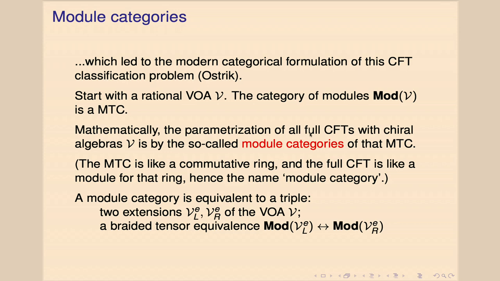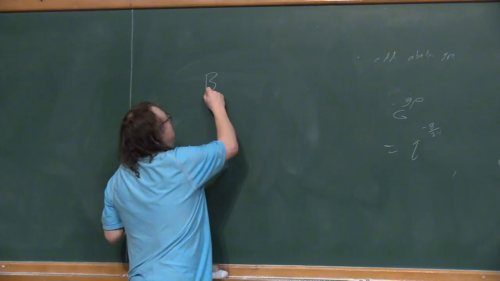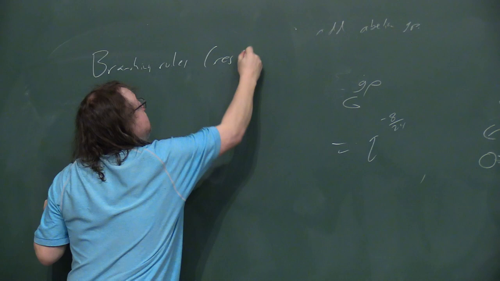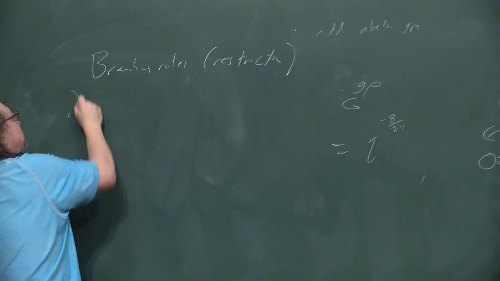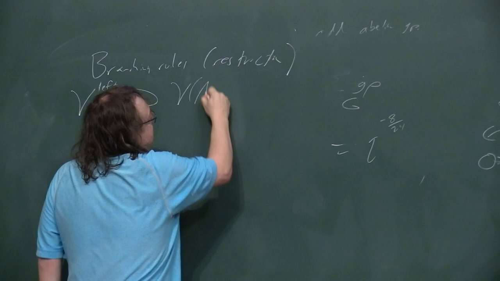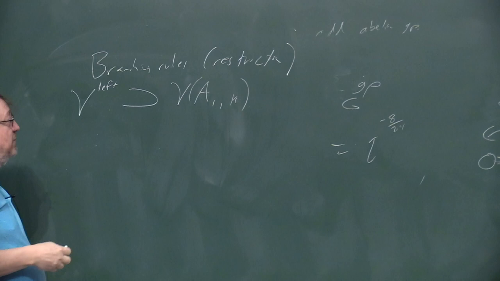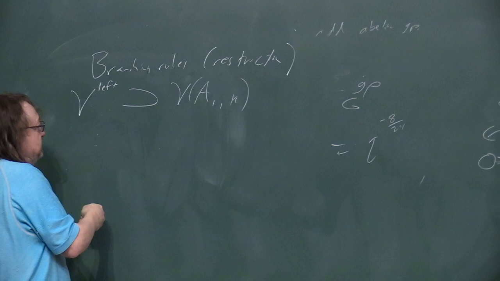In terms of the matrix Z that we're talking about, I describe it on this slide. Three ingredients go into the matrix Z, your modular invariant. One ingredient is your branching rules, or if you prefer, restriction. This goes from your left VOA, your maximally extended holomorphic chiral algebra, and restricts down to the VOA that you started with, which in our case is A1 level K, but it doesn't have to be. For every simple object over here, you can write it as a sum of simples over here with multiplicity. And so you get a matrix out of that. Let's call this matrix B left.